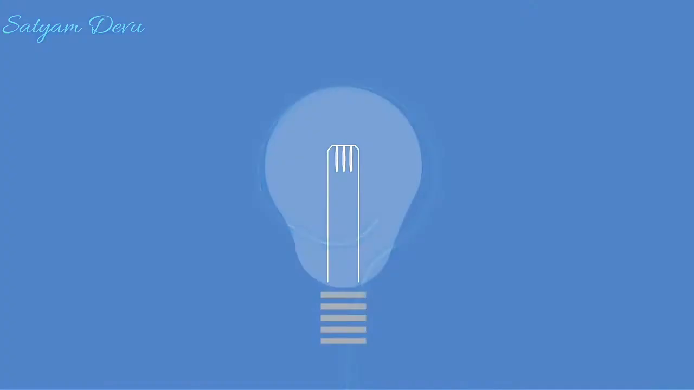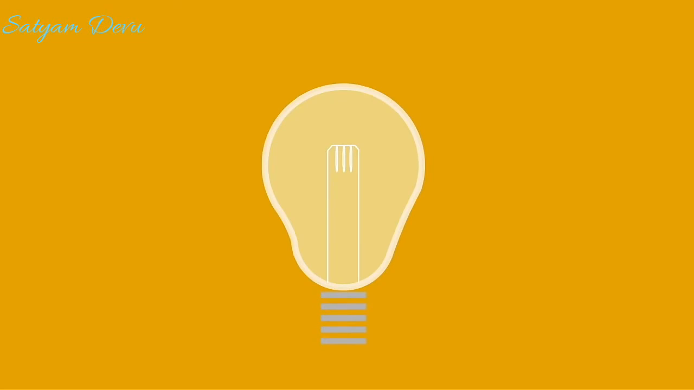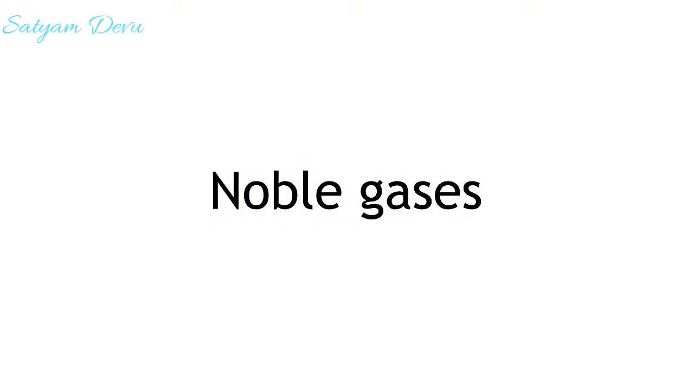What do party balloons, neon signs, and certain light bulbs have in common? They are all filled with a noble gas. In this lesson, we will learn about the noble gases, their properties, and their uses.